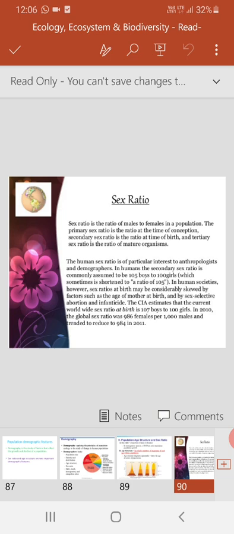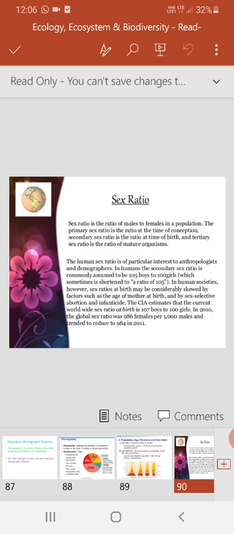So this is the ratio of males to females. The primary sex ratio is the ratio at the time of conception. Secondary sex ratio is the ratio at the time of birth, and the tertiary sex ratio is the ratio at the time of maturation of the organism. So again, the sex ratio has been divided into three categories: primary, secondary, and tertiary sex ratio. The human sex ratio is of particular interest to anthropologists and demographers.